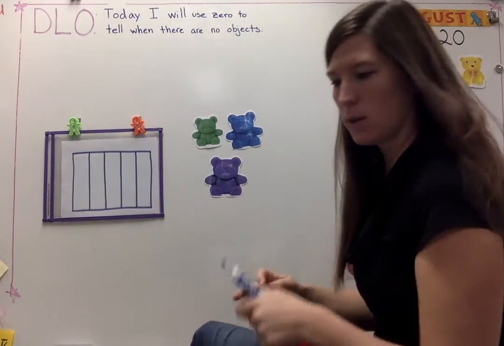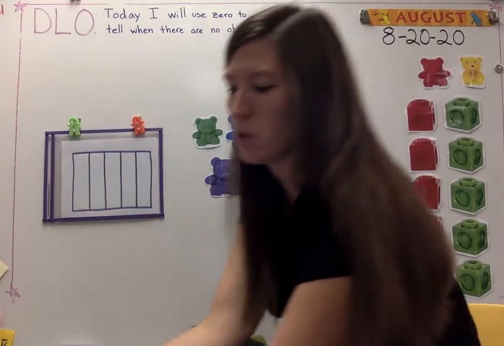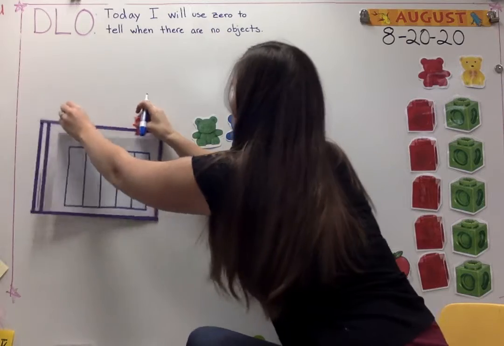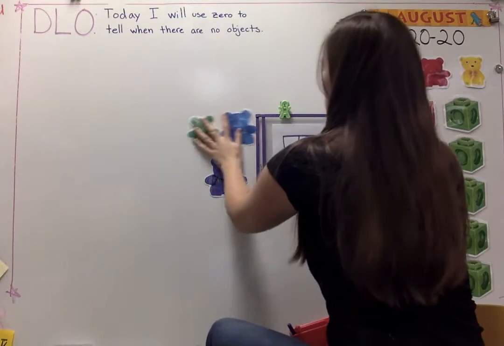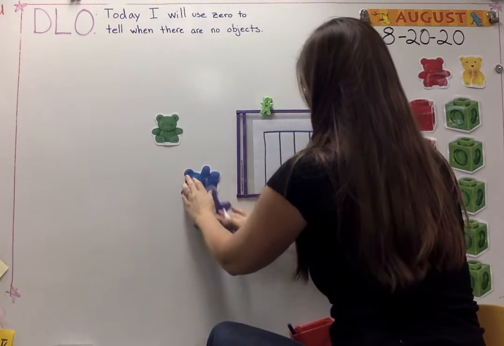Now I will erase. I'm going to change one thing though. I want it to look like the book. I want the objects first and then the bar graph. So let me move that. That's better.